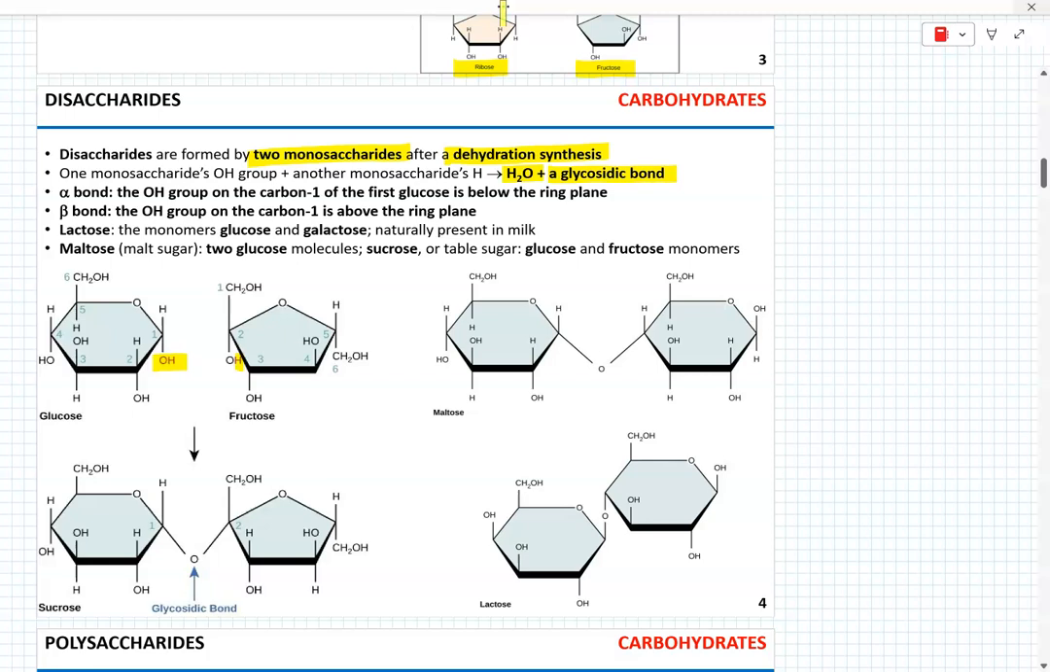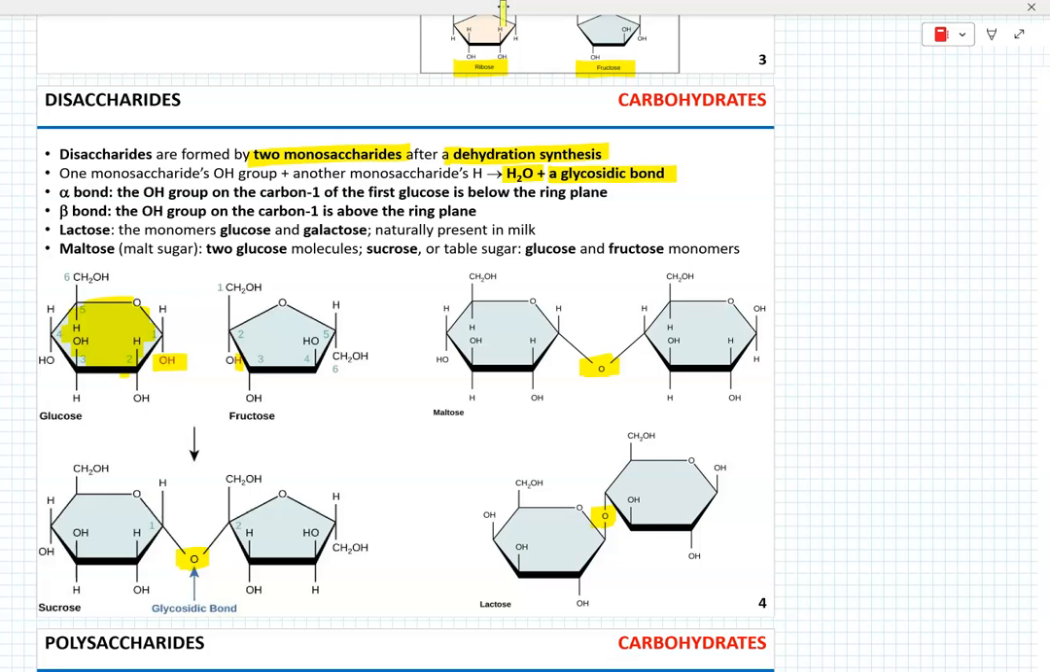If the OH group is below the ring plane in the first glucose, if this OH group is in the alpha position, we call this alpha glycosidic bond. If it is above, we call it beta glycosidic bond. The glycosidic bond is essentially an ether bond between 2 molecules of monosaccharide that comprise a disaccharide molecule.